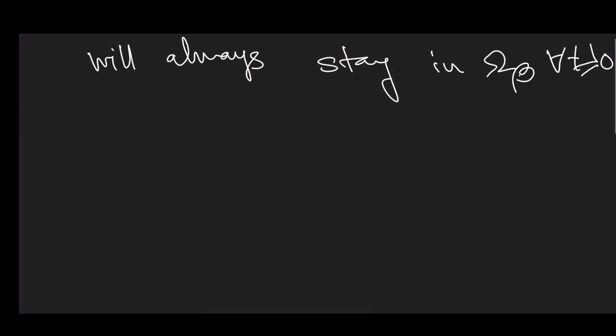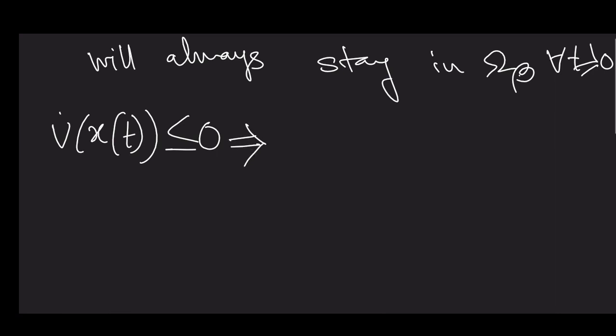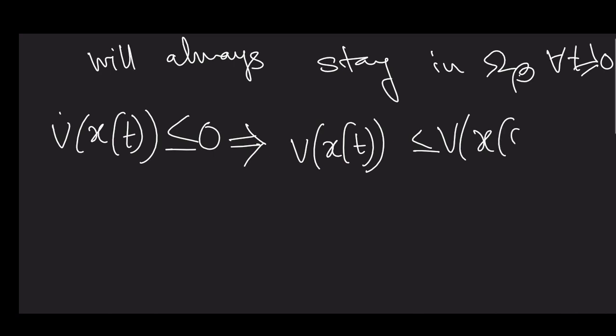Now how am I so sure that all the trajectories must be confined within this region omega beta? Because I have not yet forgotten that statement V dot x(t) is less than or equal to 0, and that implies, see the beauty, V(x(t)) is less than or equal to V(x0) for all t greater than 0.